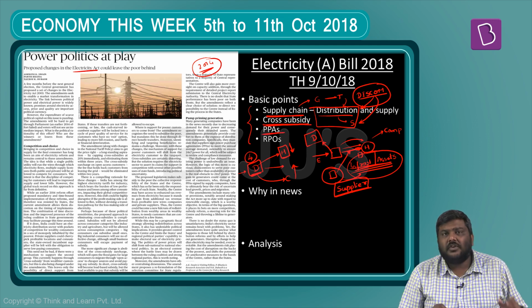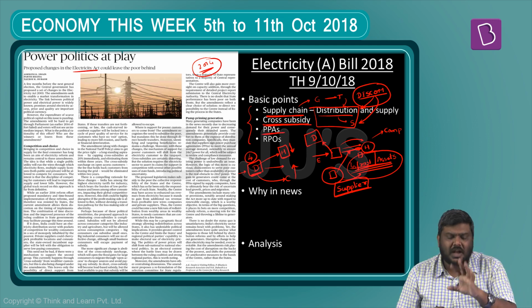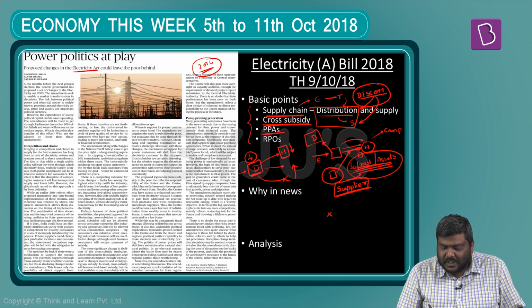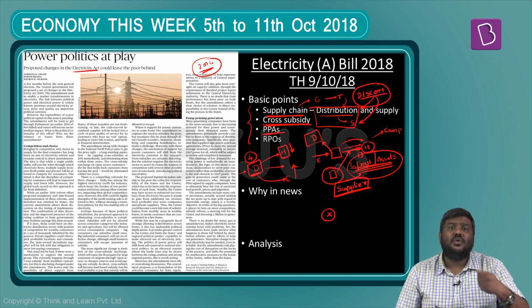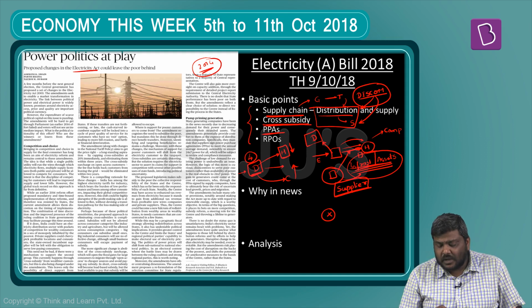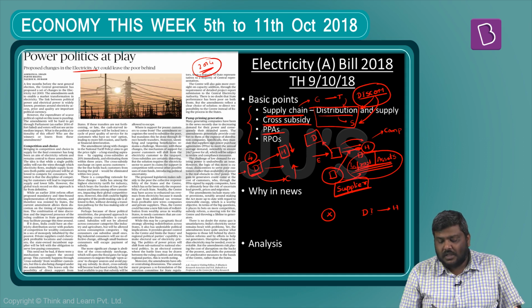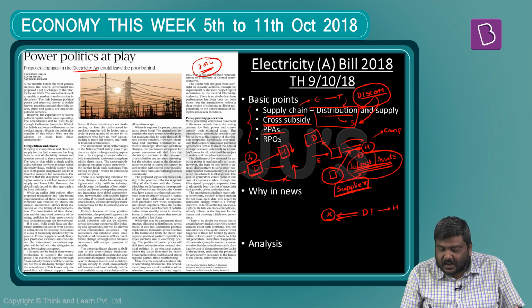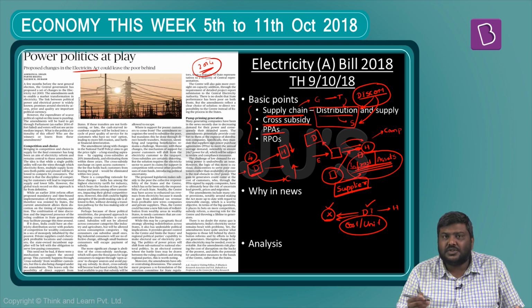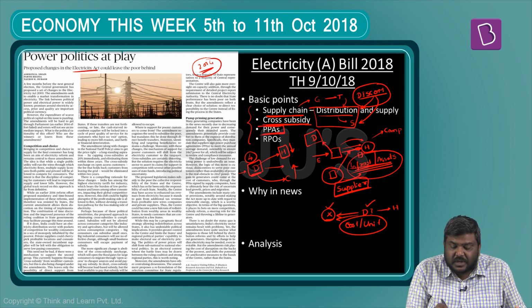Next is the concept of PPA, Power Purchase Agreement. Let's assume here is a company X, a solar power plant developer, and here is a DISCOM which will supply the electricity to a household. This DISCOM will enter into an agreement with this generator saying that it will purchase electricity at so and so cost per unit. This agreement which is entered between the generator and the distributor and supplier is called a Power Purchase Agreement.